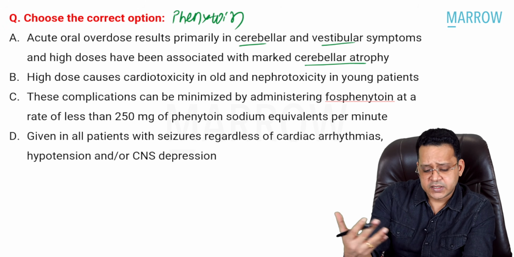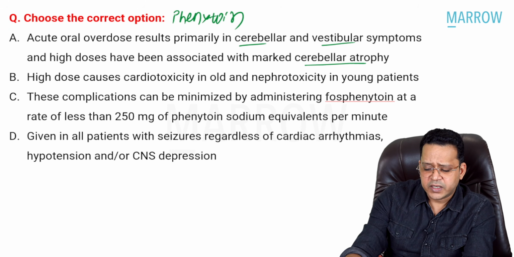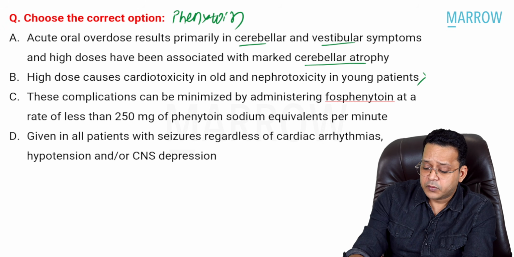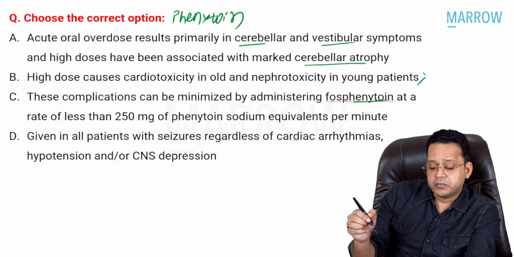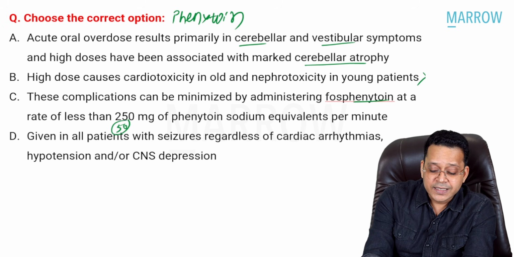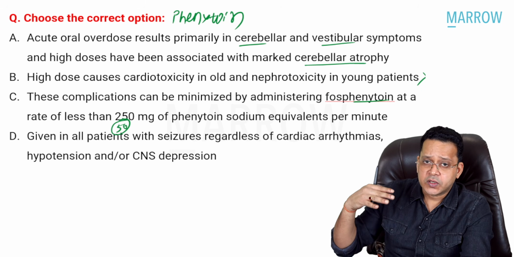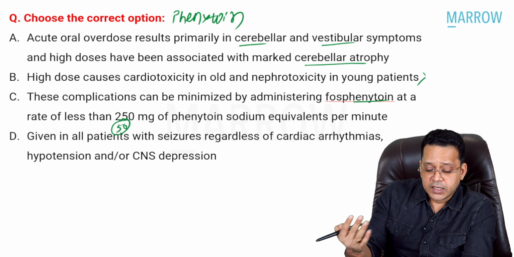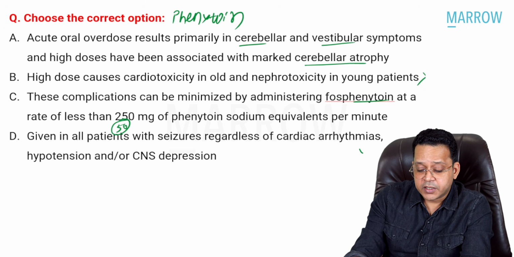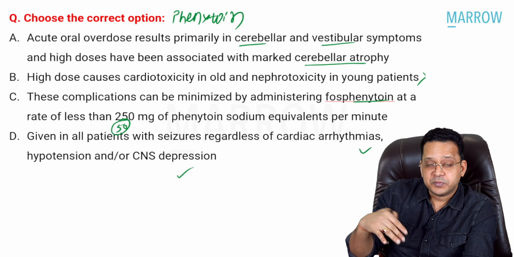So choose the correct option. Let us see if any other options are correct. High dose causes cardiotoxicity and nephrotoxicity, old and young. This is a stupid point. No. The complications can be minimized by administering phenytoin at a rate of less than 250 milligrams of phenytoin sodium equivalents per minute. No, it is not 250. It is rather less than 50. More than 50 causes these side effects. So if I give it more than 50, what are the side effects? The patient would develop cardiac arrhythmia and CNS depression, right? So high doses IV would produce arrhythmia and CNS depression.